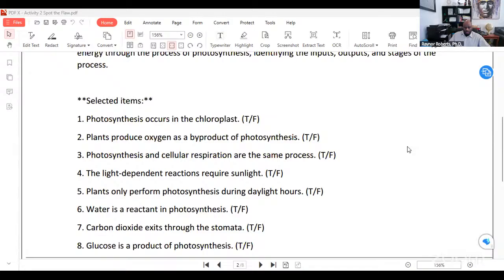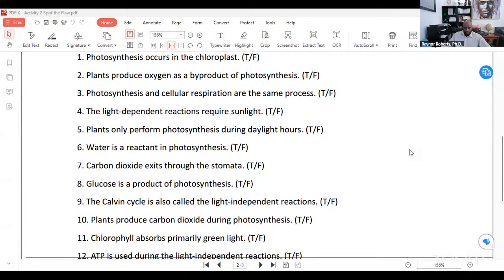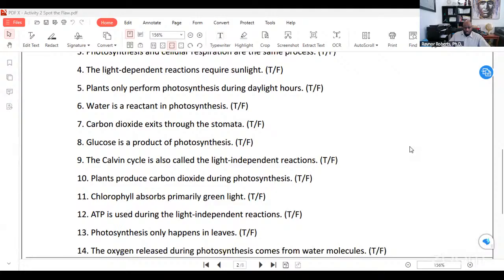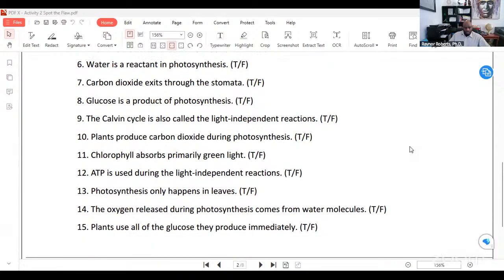Select the items. Photosynthesis occurs in the chloroplast. Plants produce oxygen as a byproduct of photosynthesis. Photosynthesis and cellular respiration are the same process. The light-dependent reactions require sunlight. Plants only perform photosynthesis during daylight hours. Water is a reactant in photosynthesis. Carbon dioxide enters through the stomata. Glucose is a product of photosynthesis. The Calvin cycle is also called the light-independent reactions.